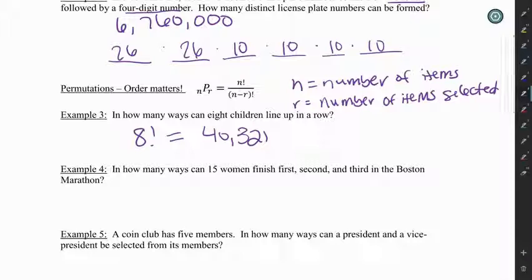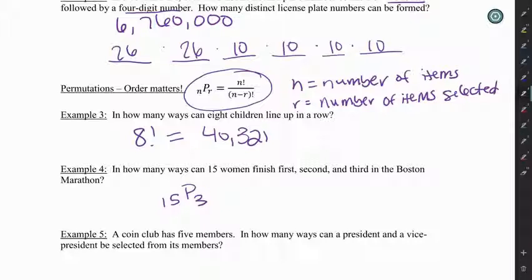40,321. For the next example, we're asked, in how many ways can 15 women finish first, second, and third in the Boston Marathon? No, Miss Brown did not finish first, second, or third in the Boston Marathon, in case you were wondering. Anyway, in this case, this is when permutation order matters comes in, because we're not ranking all 15 women, so we're not going to do a factorial. Instead, out of the 15 women, we want to know the order that 3 can finish.